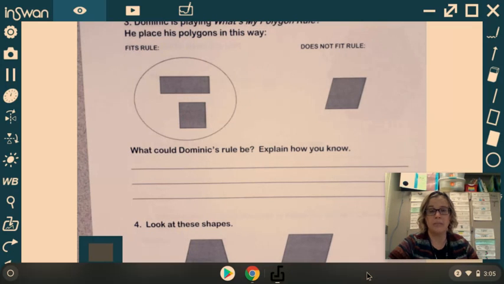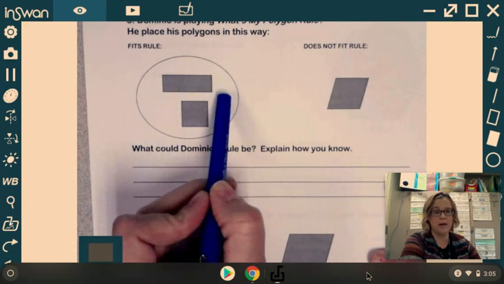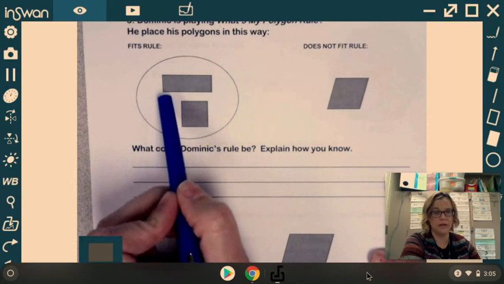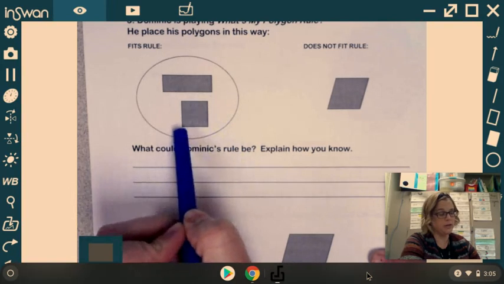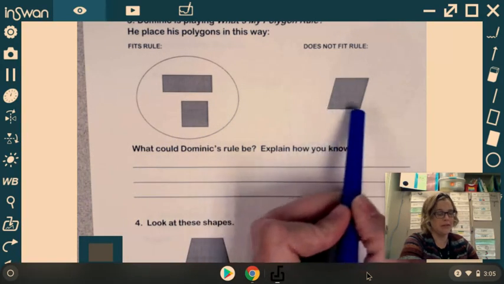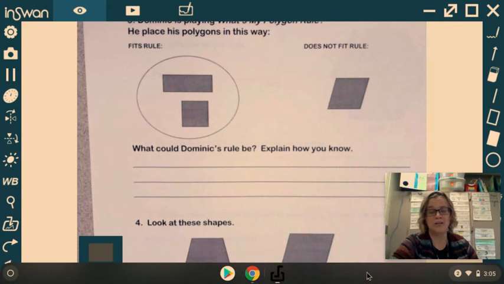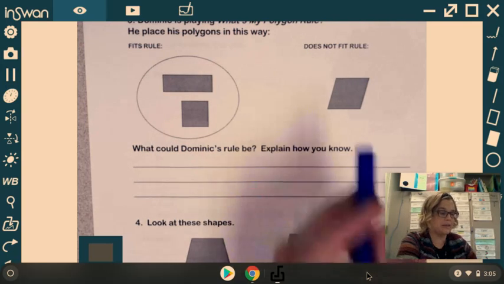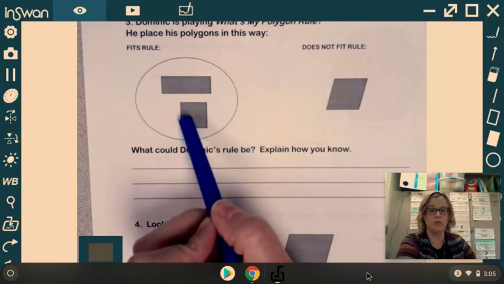Are the sides parallel? So the top is parallel to the bottom. The left and the right are parallel. The top and the bottom are parallel. The left and the right are parallel. But on this one, they are also parallel too. So it's not that they aren't parallel to each other, or that they are parallel, because if my rule is that they're parallel, then this one would be in this circle.